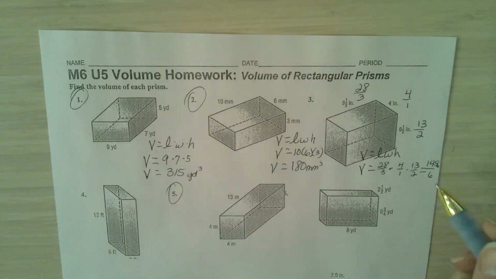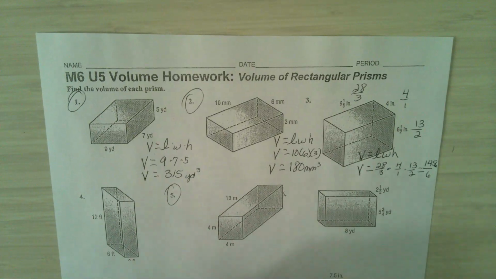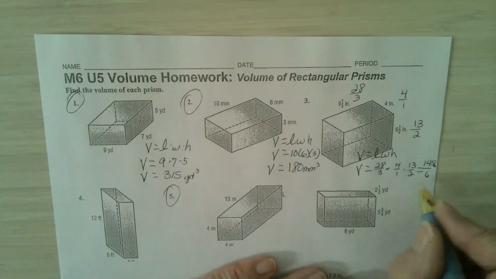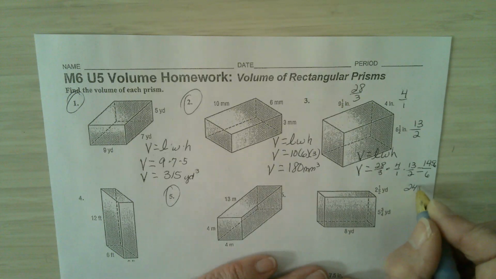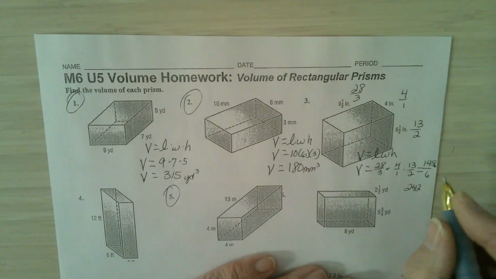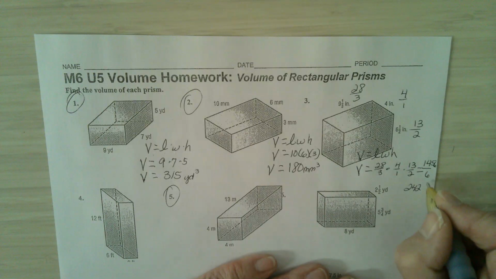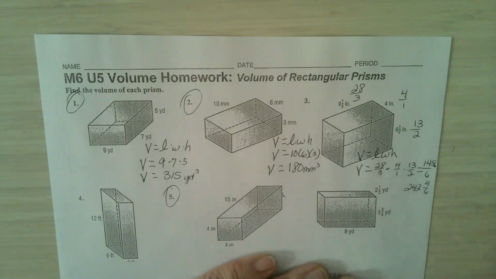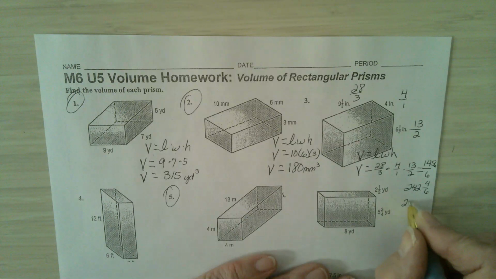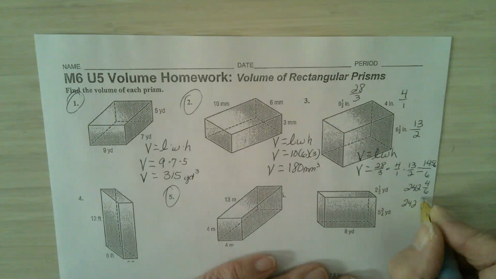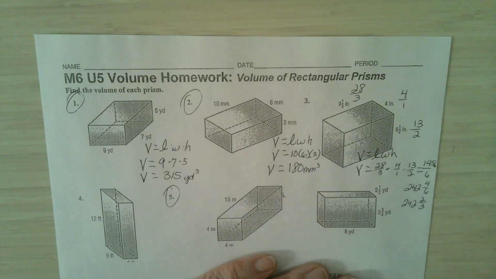1,456/6. Now, we need to simplify that and change it to a mixed number. How many 6's are in that? There are 242. And you have 4 left over. That would be an answer. Then you can simplify 4/6. 242 and 2/3. Write that down for an answer.